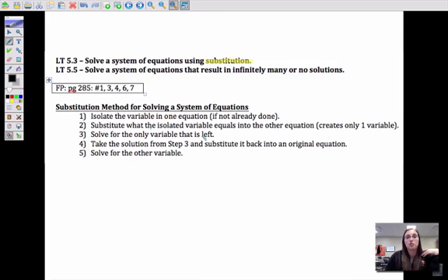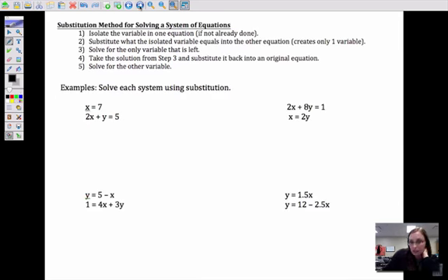So substitution. Think about what it means to substitute. Think about a substitute teacher. It means you have one teacher removed and you put another one in their place. So that's exactly what we're going to be doing. And then we're also going to look at, in solving algebraically, what does that look like for infinitely many or no solutions, just like we did with the graphing video.